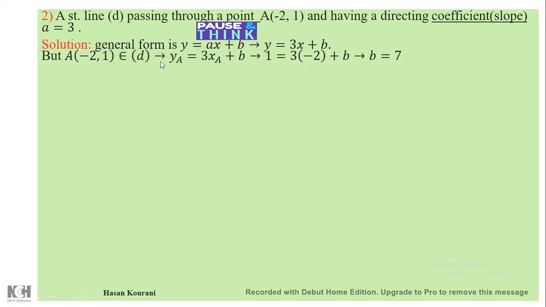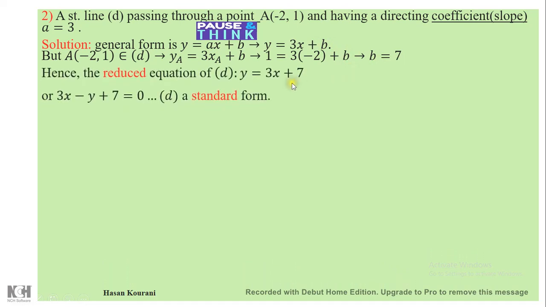So as A belongs to D, then the coordinates of A satisfy the equation of D, which is ya equals 3xa plus b. This leads to 1 equal 3 into -2 plus b. At the end, we get the value of b. After that, we just replace b by its value to get the reduced equation of D, which is y equal 3x plus c. If you are asked to find a standard form, you must rearrange these terms to get the standard form this way, and this is the standard equation also of D.